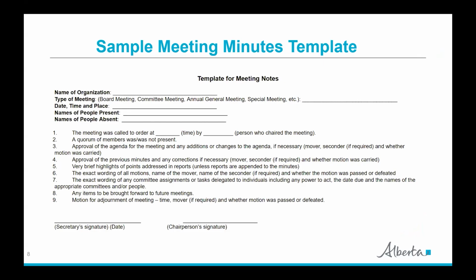The first 4 points take care of the start of the meeting. Some points provide highlights, like number 5, reports, while others provide exact wording where it's needed. Number 6, motions, is an example, and number 7, committee assignments and assigned tasks. Exact wording is needed for those. It ends with preparation for the next meeting and an official close to the current meeting. This template is available in the resources section of this course.